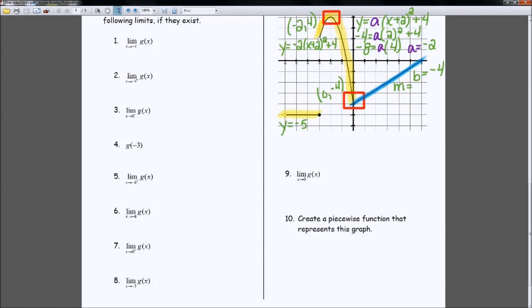My m is the slope. So if I just go ahead and kind of plug this in right here, and I start here, it looks like I'm going up 2 and right 3. So up 2, right 3. So my slope is 2/3. So the equation of this line is y equals 2/3x minus 4. So now let's go ahead and start putting all this mess together.